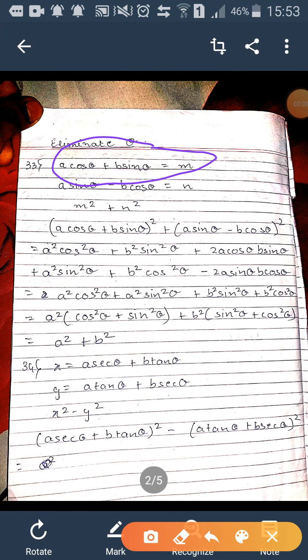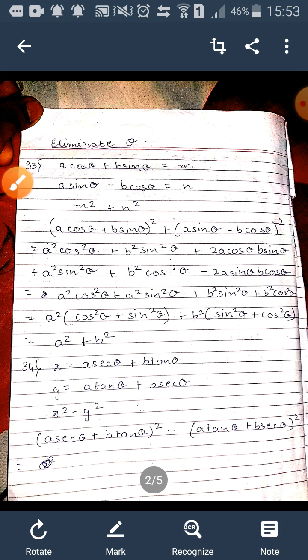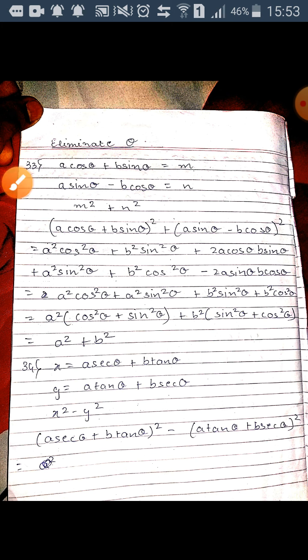Yes, so you can see the question which you have over here is that a cos theta plus b sin theta is equal to m. A sin theta minus b cos theta is equal to n. So you know that you are applying the equation. Somehow you need to get the equation sin square theta plus cos square theta over here. But how will you do that? You will do that by doing m square plus n square. Yes, m square plus n square is what?